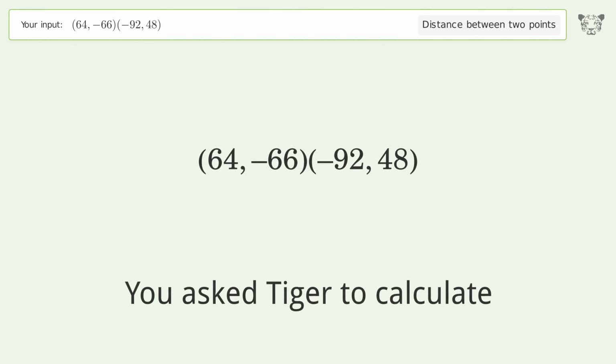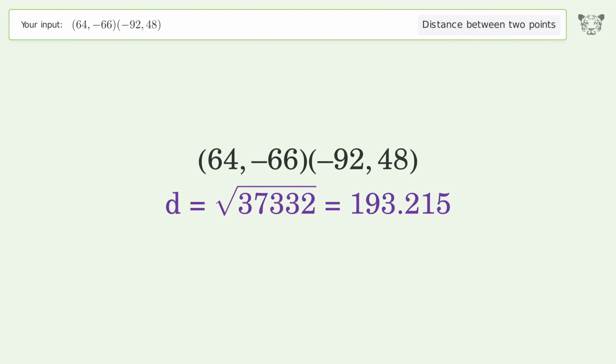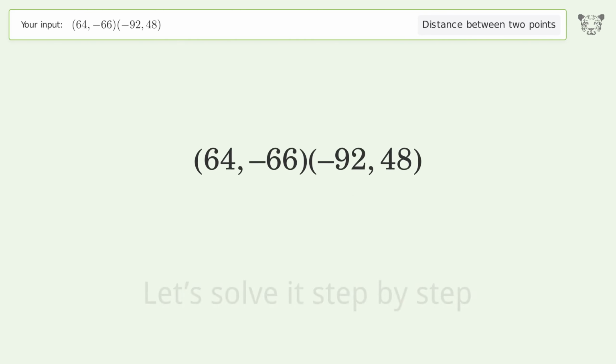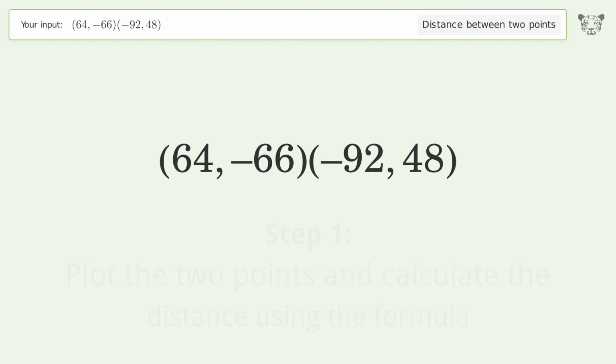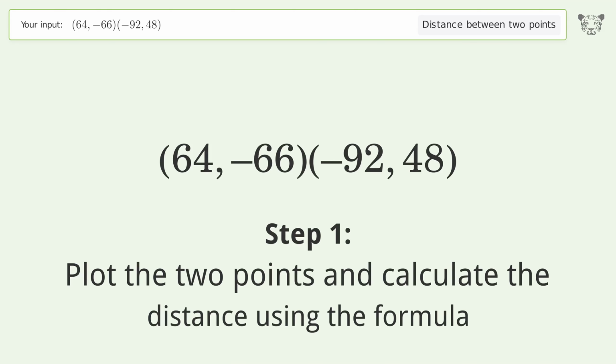You ask Tiger to calculate. This deals with the distance between 2 points. The distance between the 2 points is the square root of 37,332 or 193.215. Let's solve it step by step. Plot the 2 points and calculate the distance using the formula.